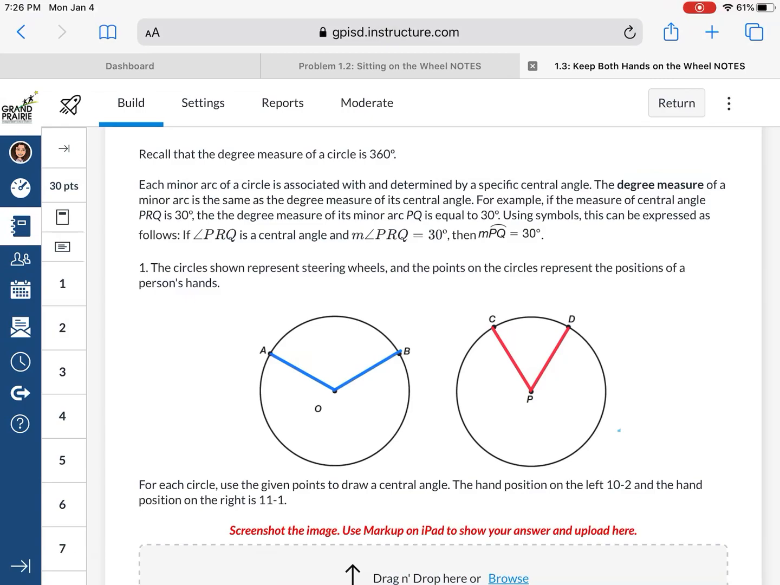And we would use the same method or thinking process to find that the measure of the red angle, CPD, is 60 degrees. Awesome.